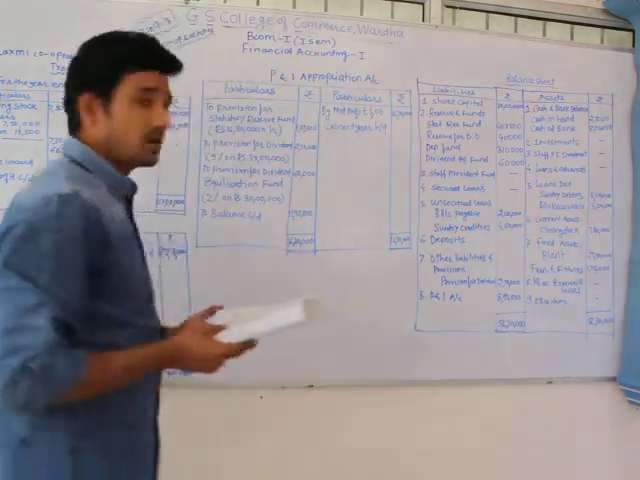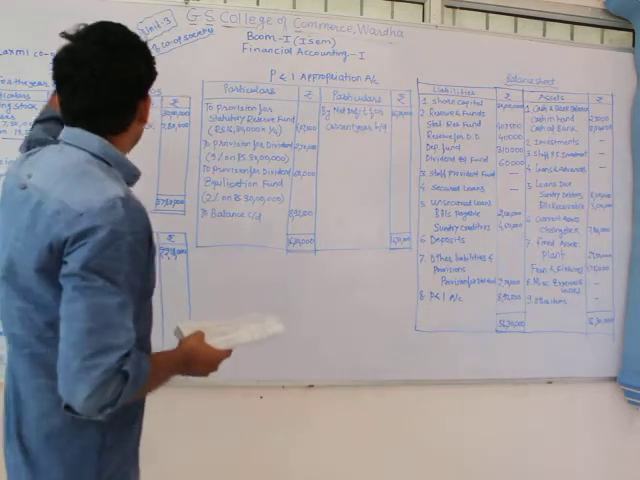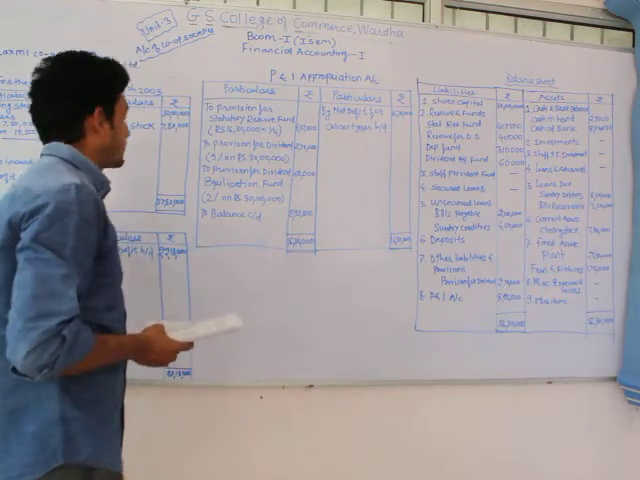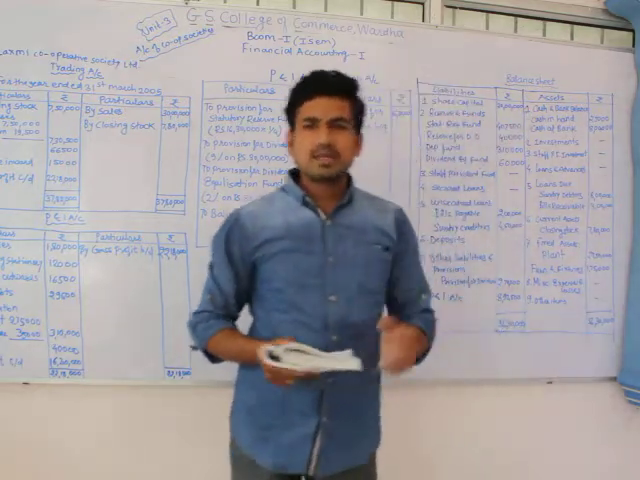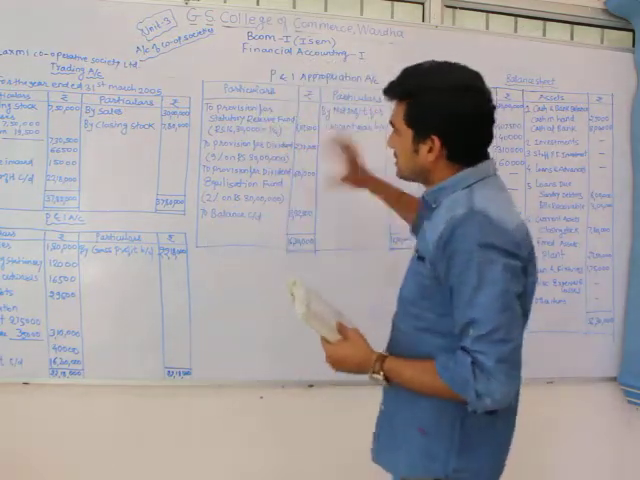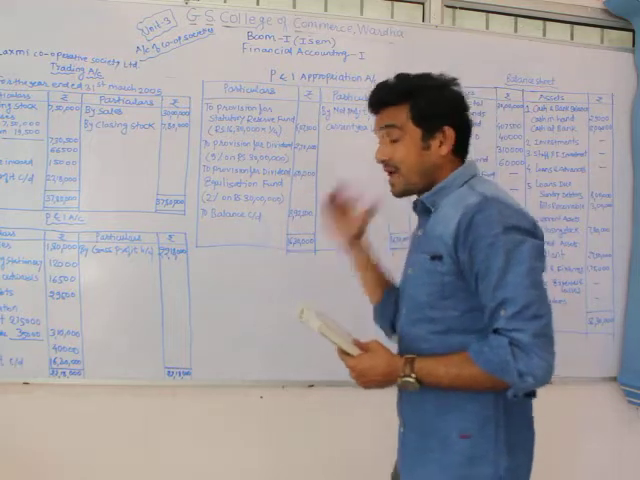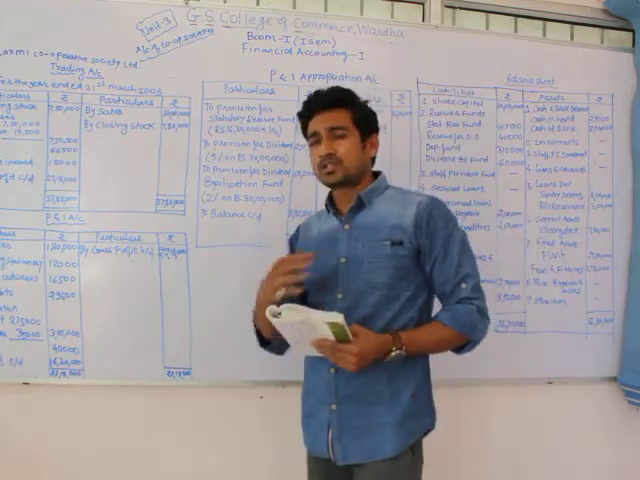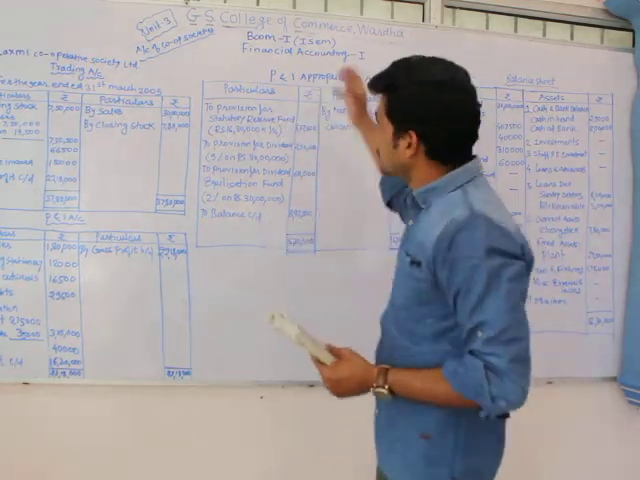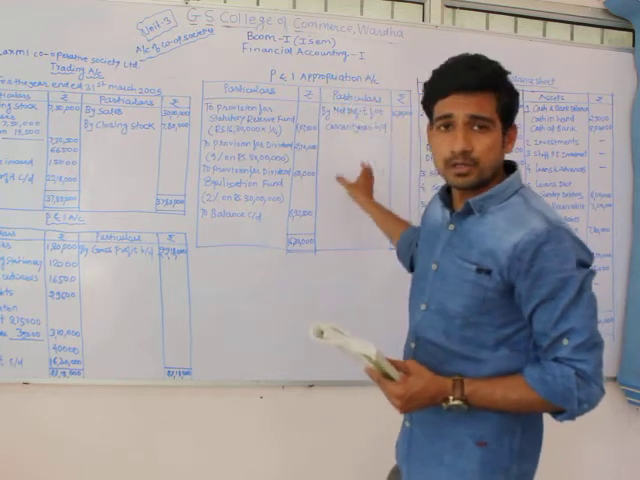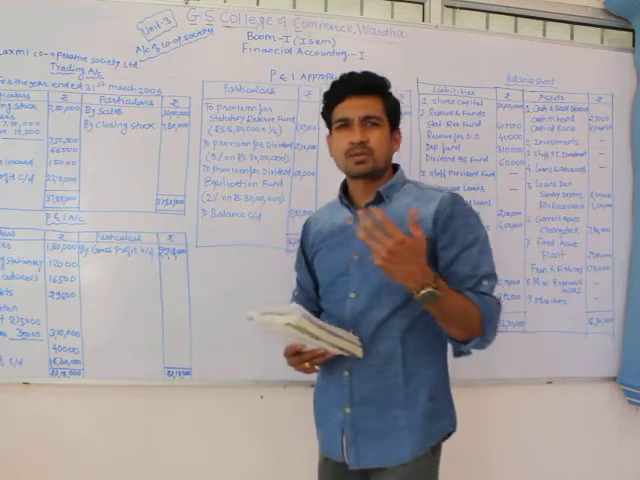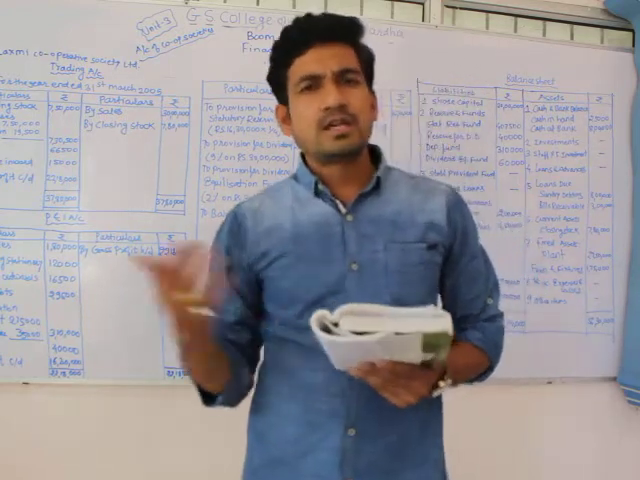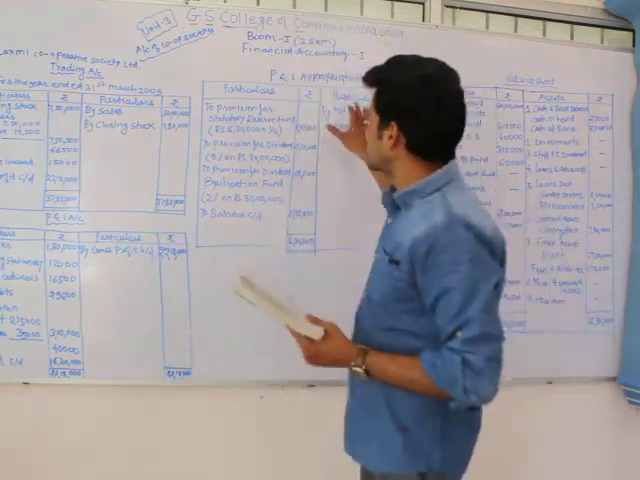In this final account, there are 4 things: a trading account, a profit and loss account, a profit and loss appropriation account, and a balance sheet. Why is there a need for an appropriation account? Because when there is a need for provisions, appropriations, and statutory reserves, we have to strictly prepare a profit and loss appropriation account. So in this type of final accounts, there is a need to prepare an appropriation account.